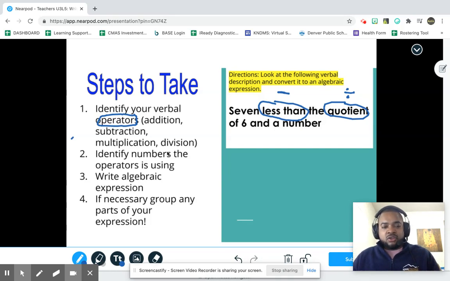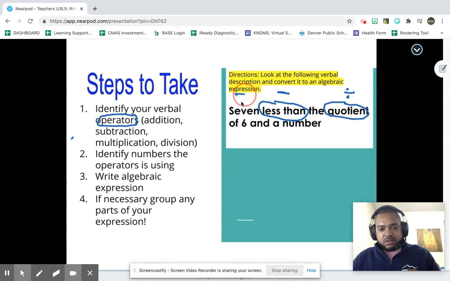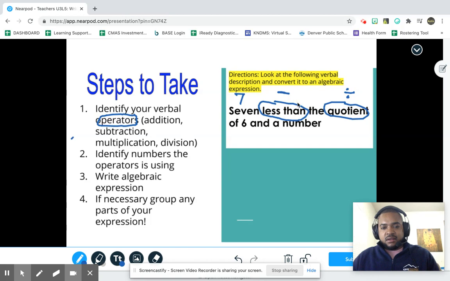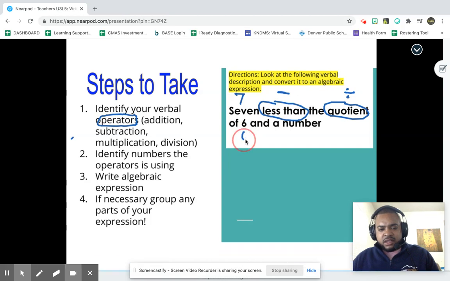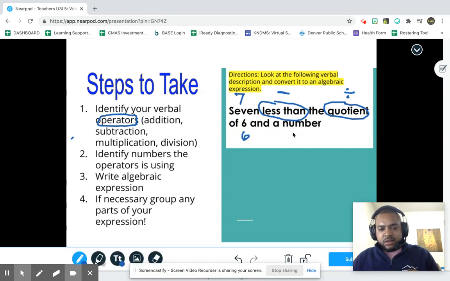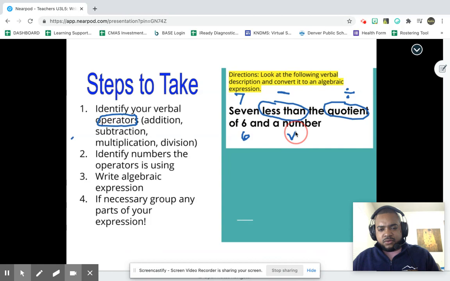Now, identify the numbers that the operators are using. So 7 less than what? Well, here's my first number. I'm subtracting 7 from, well, less than what? Less than the quotient of 6 and a number. Well, here's my number, 6, and a number. I know that's a variable, so I'm going to use v.